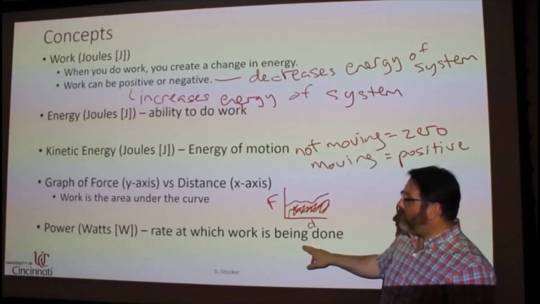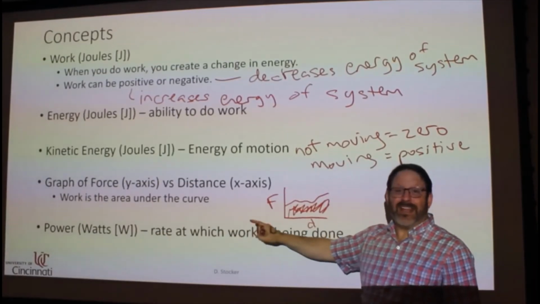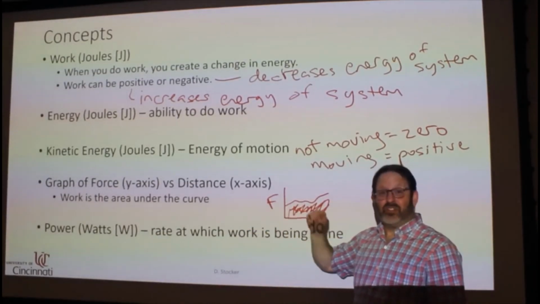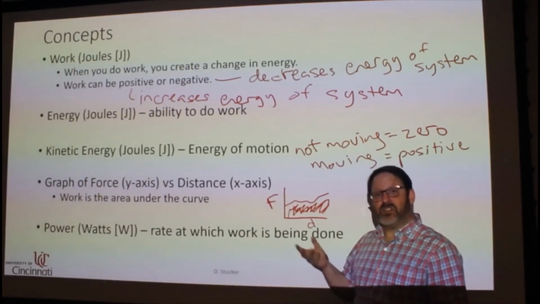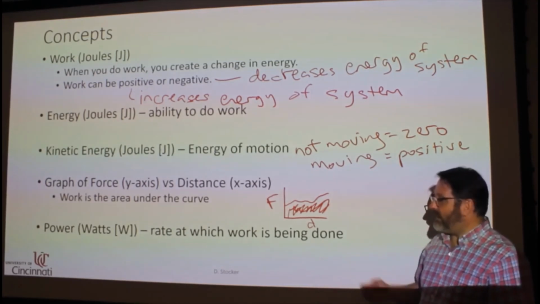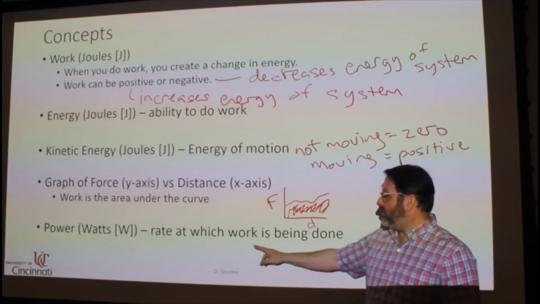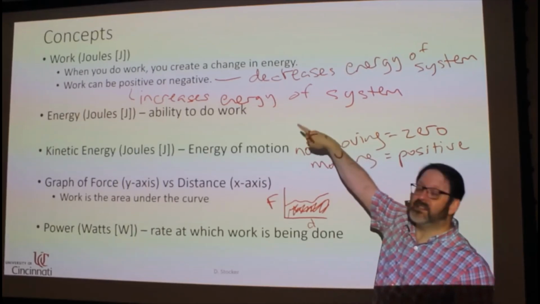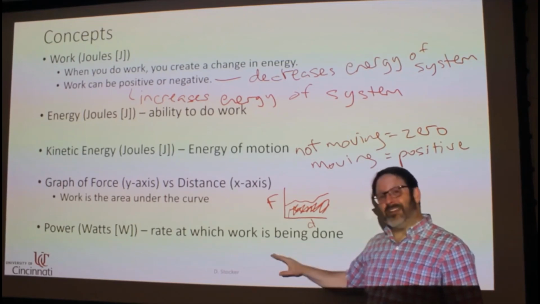Power. Power is in watts. Okay? That's one of the only SI units that we actually do use in the United States. The electricity that's used by a light bulb is measured in watts. Power is the rate at which work is being done. Or, since work being done makes a change in energy, it can also be the rate at which energy is changing.